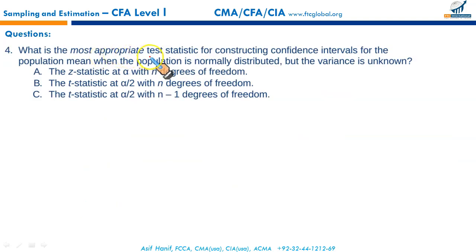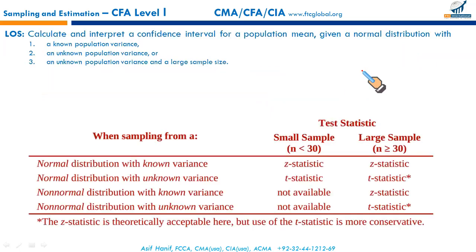Next, what is the most appropriate test statistic for the construction of a confidence interval for the population mean when the population is normally distributed but the variance is unknown? See, when the variance is unknown, let us go back to that summary table. So we have unknown variance, right? For unknown variance, whether the sample size is less than 30 or more than 30, we go for t statistics, right? But if the sample size is bigger, we can use the z statistic as well.